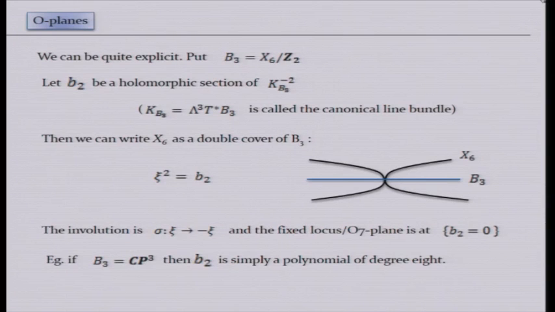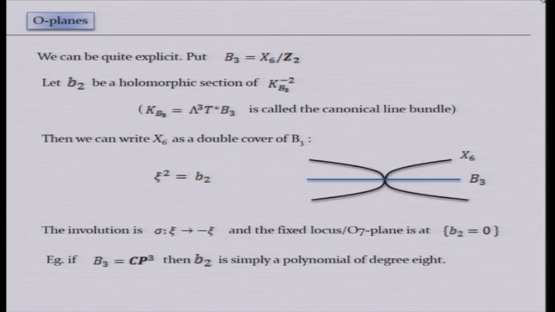Okay, and I claim that this works precisely when, if you take B3, and we define K to be the canonical bundle of B3. So canonical bundle is, by definition, the top exterior power of the cotangent bundle. It's a line bundle, which we already encountered many times. So basically, you want B2 to be a section of K of B3 to the minus 2.